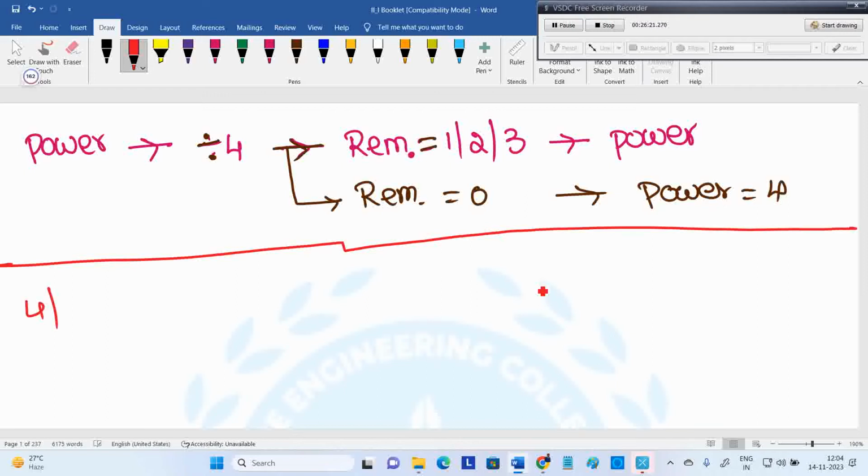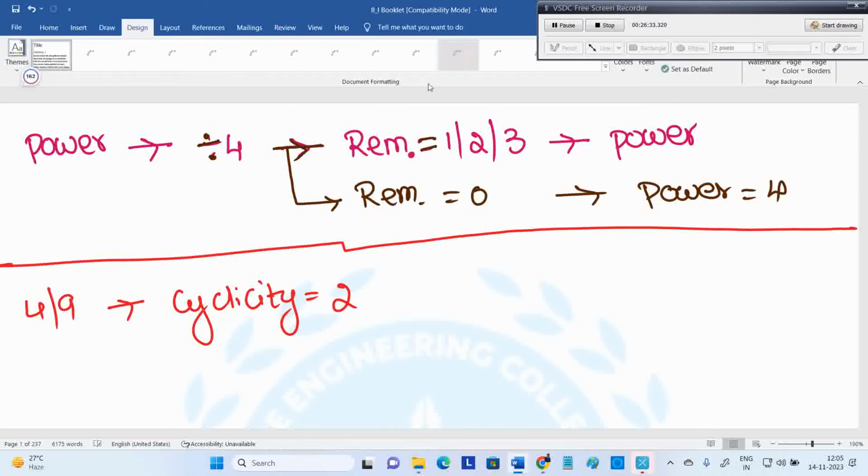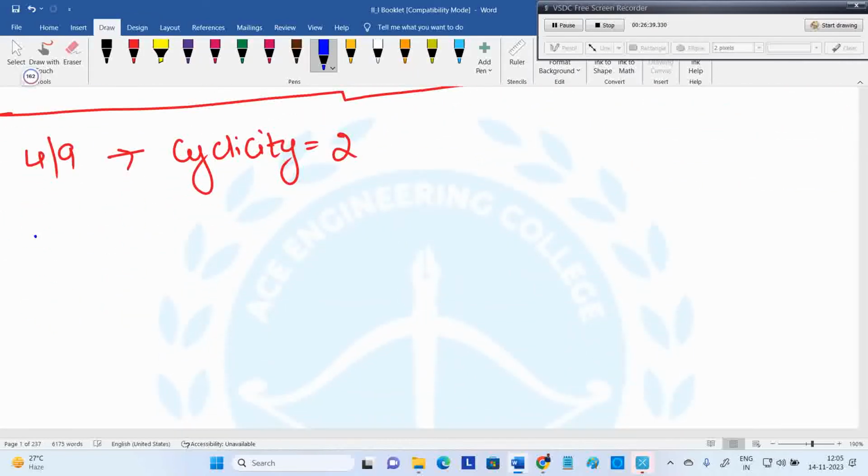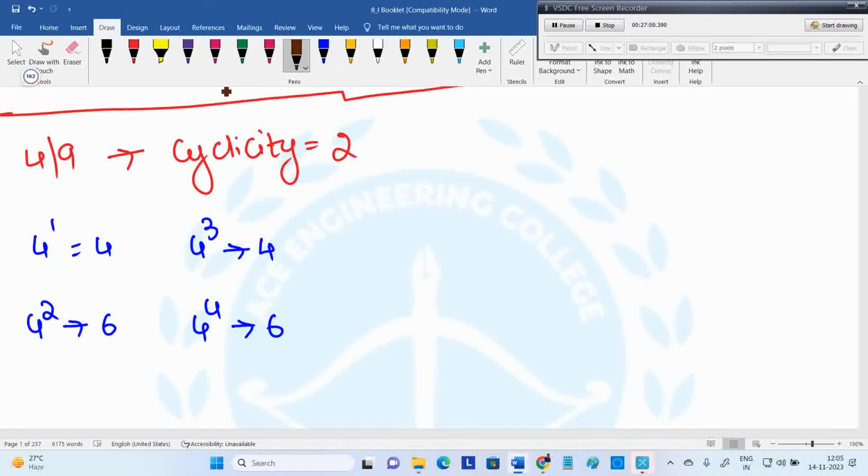Now, finally, two things are left over, which are 4 and 9. 4 and 9 have cyclicity 2. Now, how to analyze these questions with cyclicity 2? Listen, 4 power 1 is 4, 4 power 2 is 16, units place 6, 4 power 3 is 64, units place is 4, 4 power 4 is 256, units place is 6. If you analyze this, you see why the cyclicity is 2: after 2 powers, the same thing repeats.